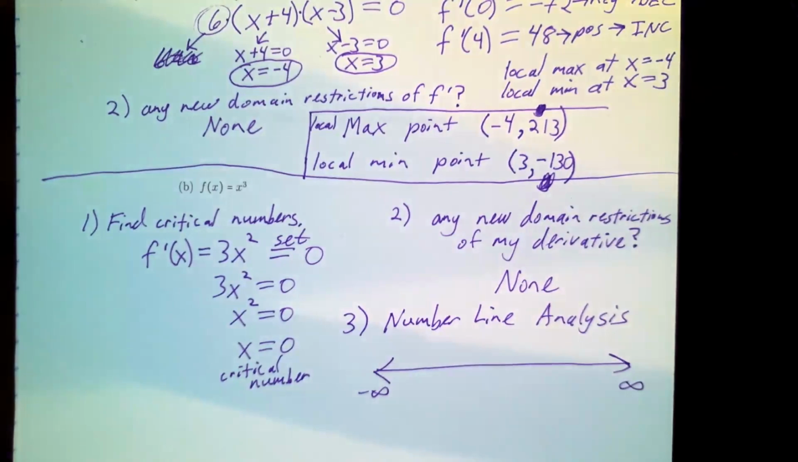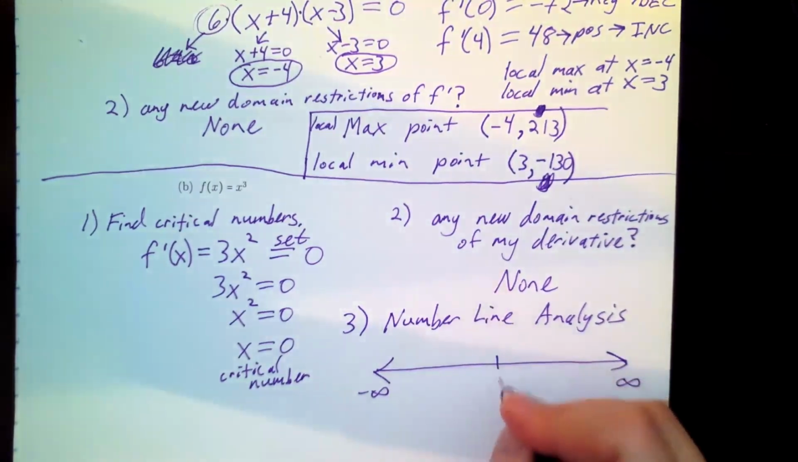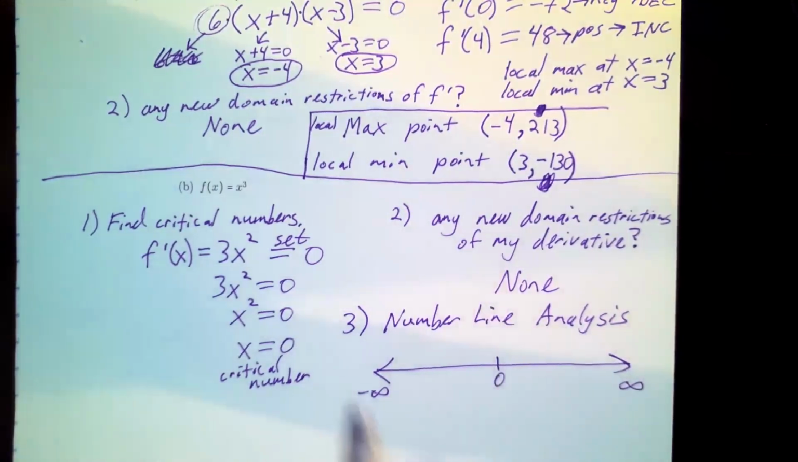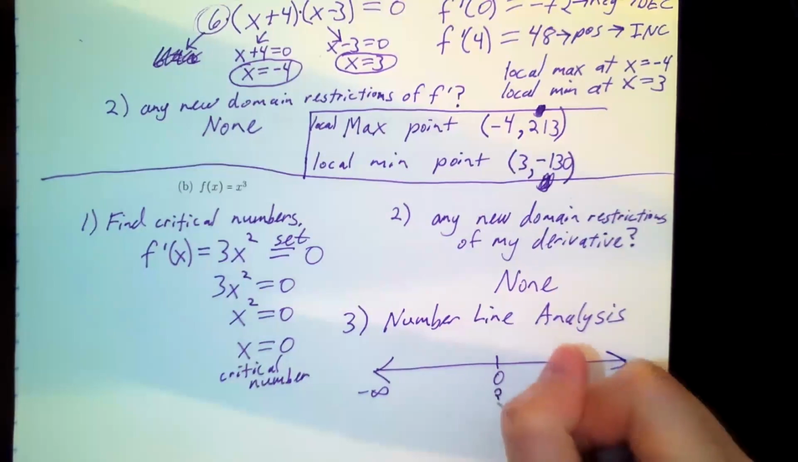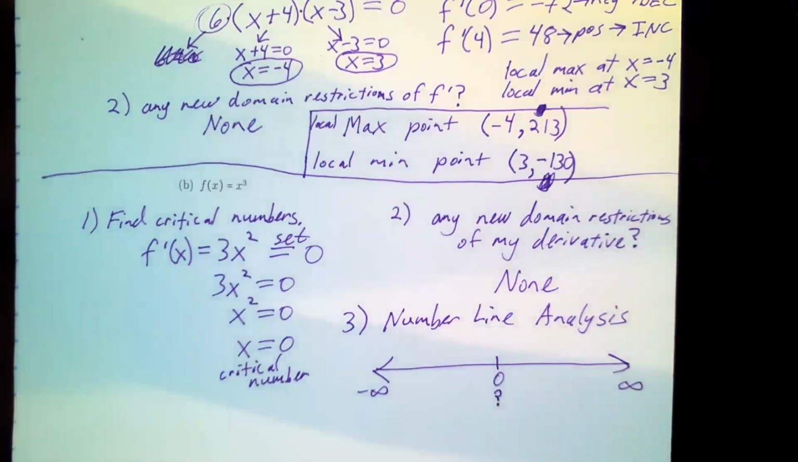So we draw a number line, and on this number line, you put what? You only put your critical number. So you put in this x equals 0, and that's it. Critical number only, x equals 0. So we want to know, does x equals 0 correspond to a local maximum, a local minimum, or neither one?